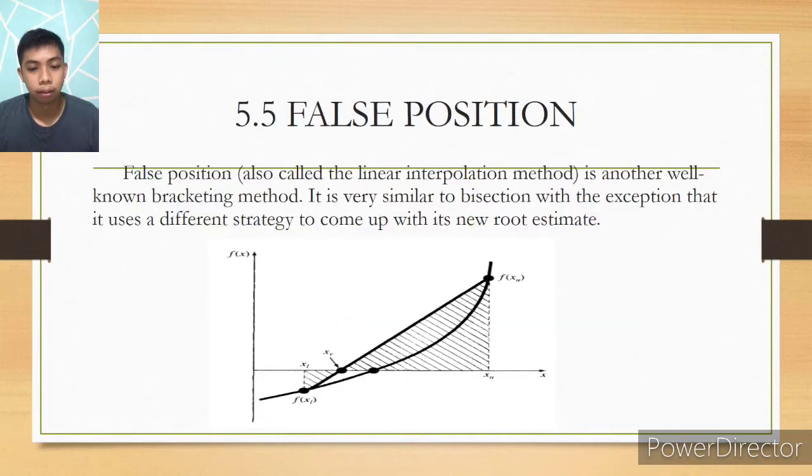Next, false position. False position, also called the linear interpolation method, is another well-known bracketing method. It is very similar to bisection with the exception that it uses a different strategy to come up with its new root estimate. So this is the example that I provide, so you can easily understand the meaning of false position.